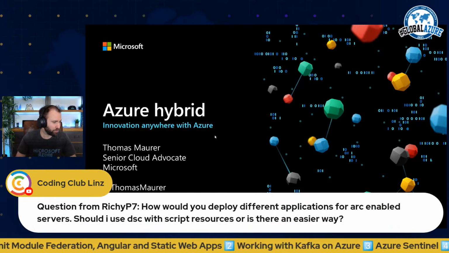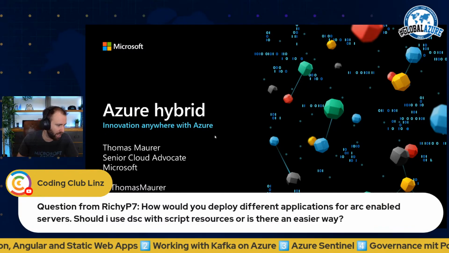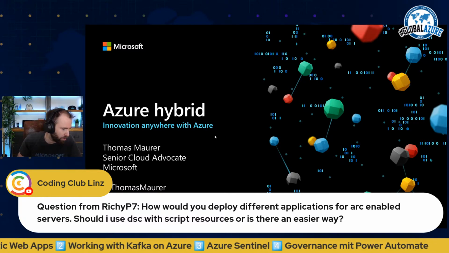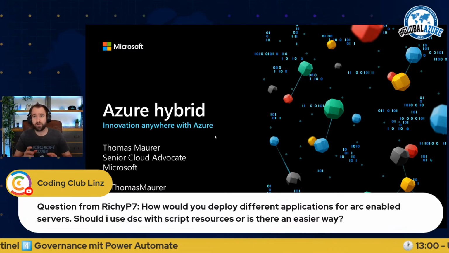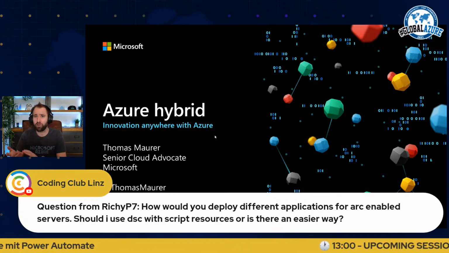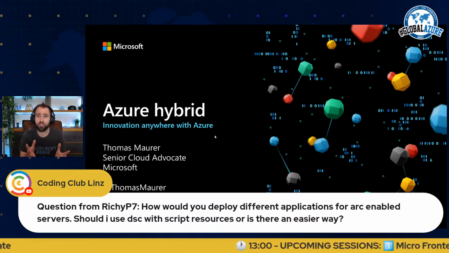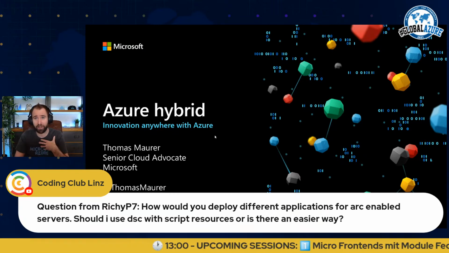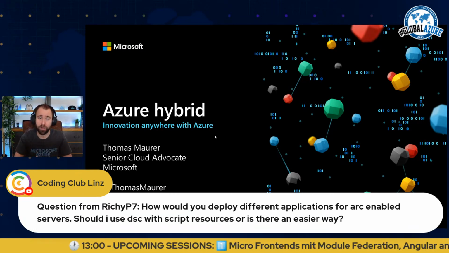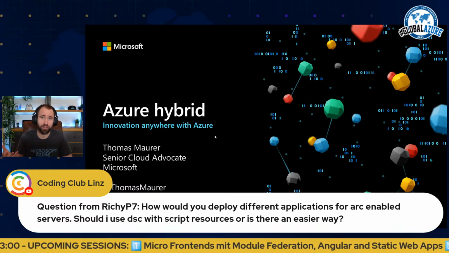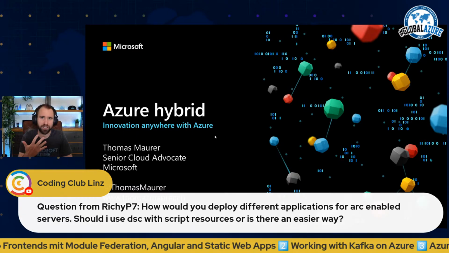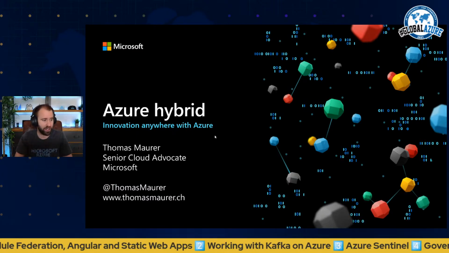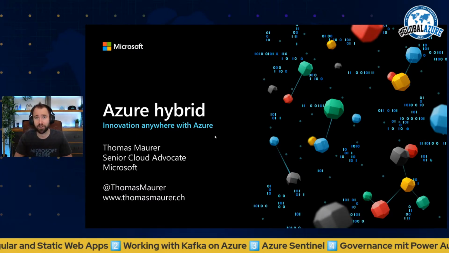So there's one question which comes up. How would you deploy different applications for Arc-enabled servers? Should I use DSC with script resources, or is there any easier way? So the question is really, I showed you how you can do that with Kubernetes clusters, but you can also do that for servers. So DSC is absolutely, in my opinion, the right way at the moment. This is something you could do. If you want to make it easier, you could also use the custom script extension, but obviously DSC is much more elegant to use there. So I hope I could answer this question.